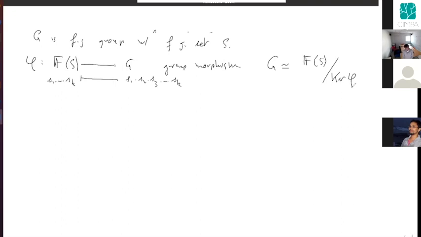Okay, so now what I would like to do is to see a group as a geometric object. So do you have any questions up to now, or can I continue?